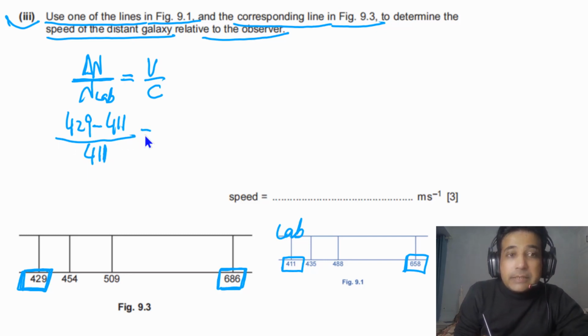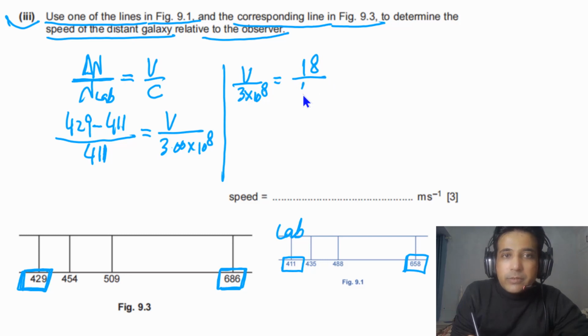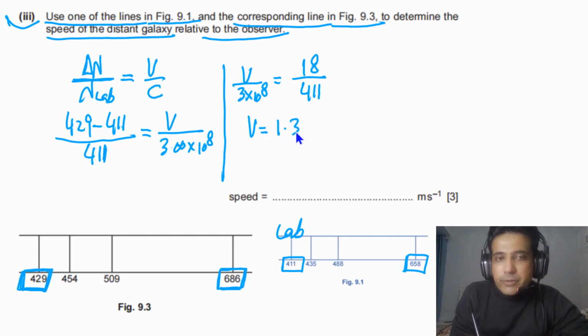411, and this is equal to v divided by c, and c is equal to the speed of light, 3 times 10 to 8. Simply we need to calculate the value of v from here, so we can say v divided by 3 times 10 to 8 is equal to 18 divided by 411. So from here we can calculate the value of v. So v in this case will be equal to 1.3 times 10 to 7 meters per second. So this is our final answer.